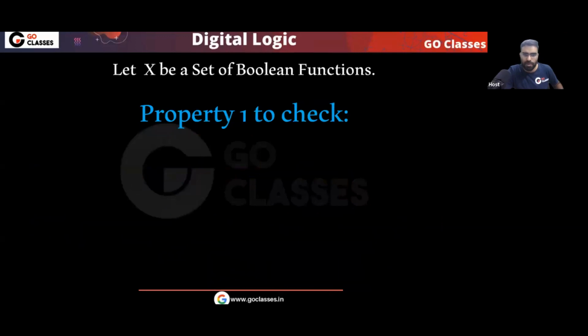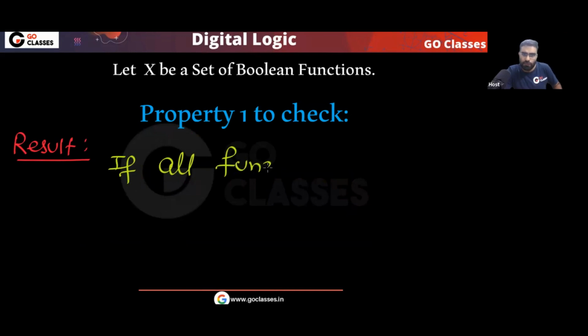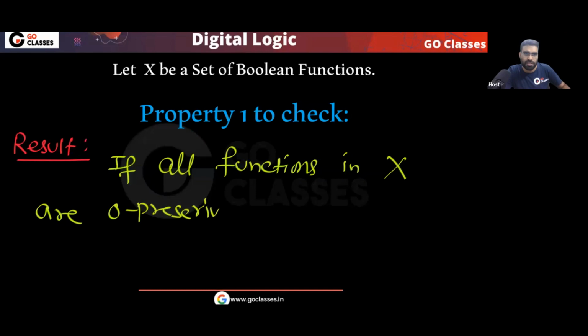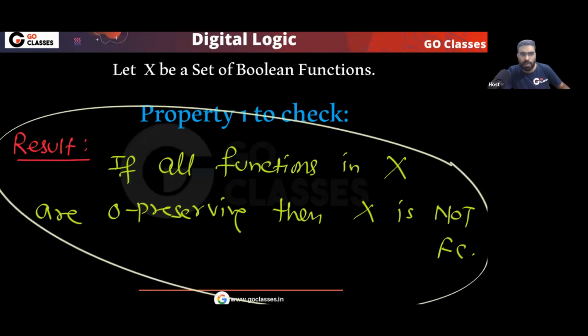Now remember, if all the functions in X are zero preserving, then X is not functionally complete. This is a small result, your result number 1: if all functions in X are zero preserving, then X is not functionally complete. Is this clear? This was our guideline, if you remember.